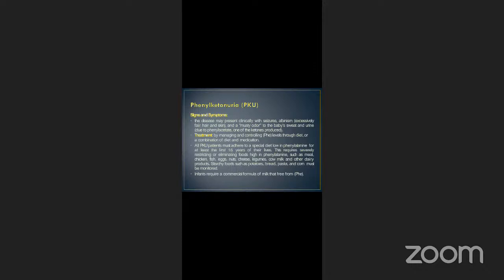Complete restriction. No cheating, okay, complete restriction. So eliminating foods high in phenylalanine, such as meat, chicken, fish, eggs, nuts, cheese, legumes, cow milk, and other dairy products, starchy foods. And they should be monitored by the doctor. Infants require a commercial formula milk that is free from phenylalanine.